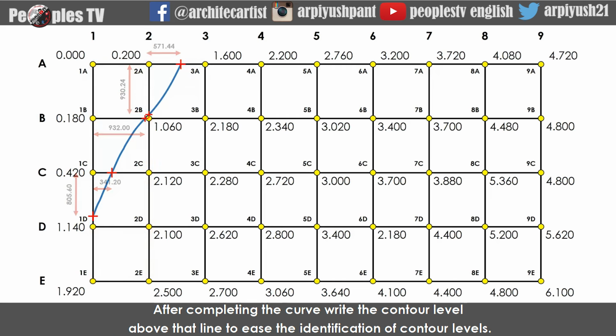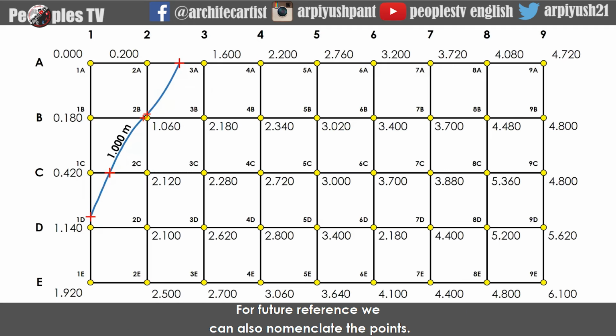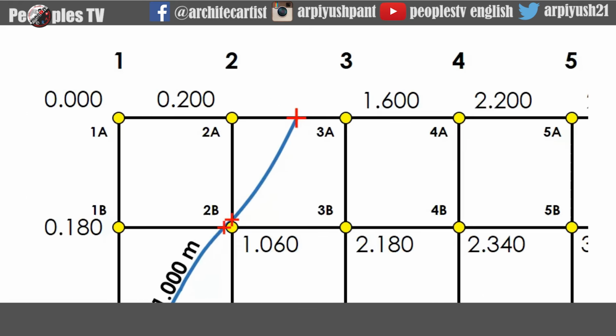After completing the curve, write the contour level above that line to ease the identification of contour levels. For future reference, we can also nomenclate the points. Let's say CL1A, contour line of 1 meter, first point.